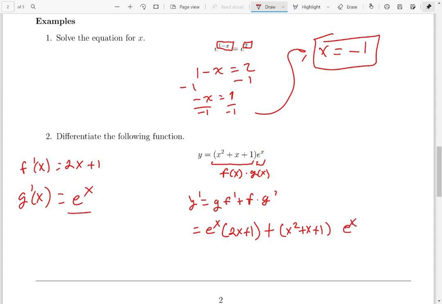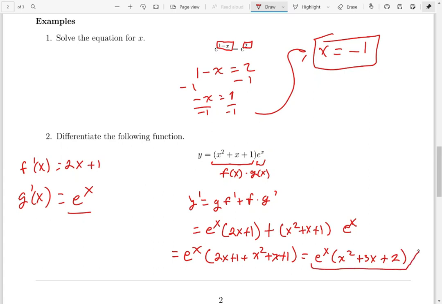Now at this point, we could distribute those e to the x's, and we could clean this up a little bit. And for the sake of practice, why not? Or I could actually factor out the e to the x from both of those. Then I get e to the x times 2x plus 1 plus x squared plus x plus 1. But that's just going to be e to the x times x squared plus 3x plus 2. Not that this step was necessary, but once again, if you want, you could distribute e to the x. Either way, I claim this is our derivative.